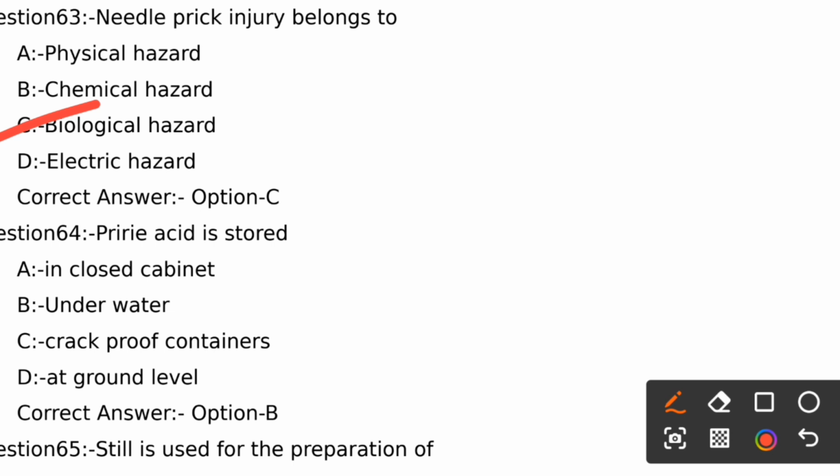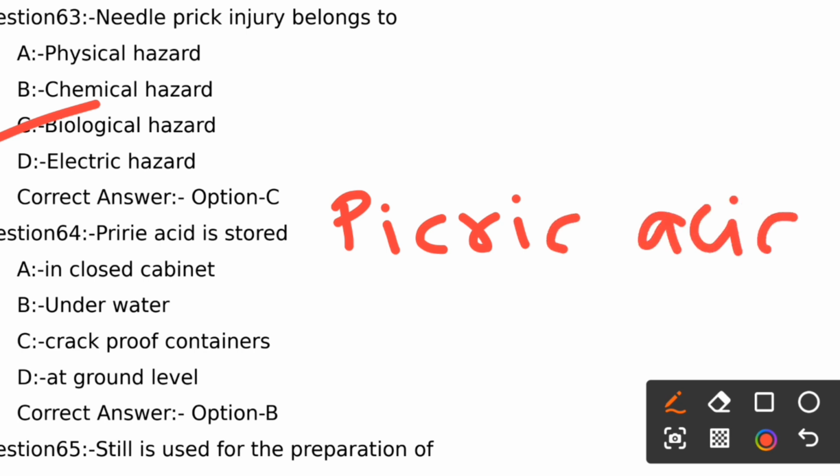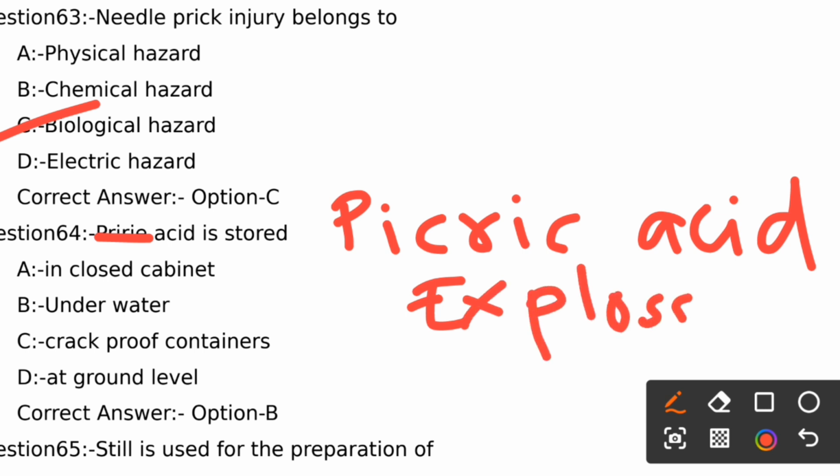Next question. Picric acid is stored in closed cabinet, underwater, crack-proof containers or at ground level. Which of the following is the right answer? Picric acid is an explosive chemical, so it should be stored under water. The right answer is option B, underwater.